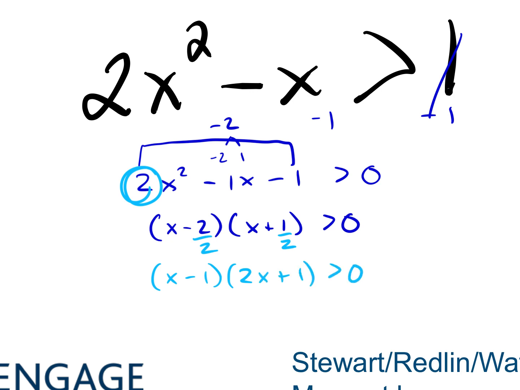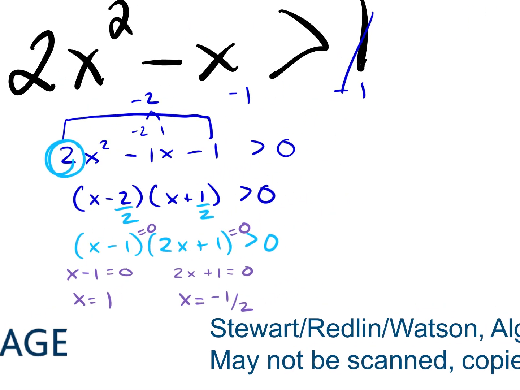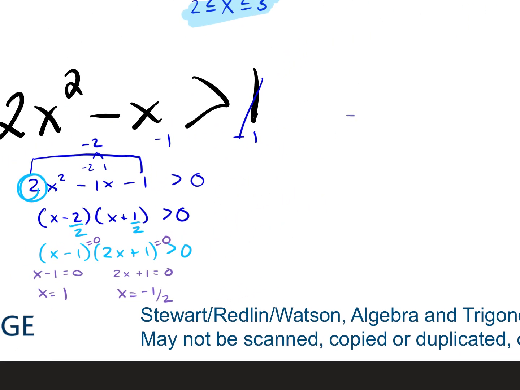Now we want to set them both equal to 0. We can kind of ignore our inequality for now because we're going to worry about that once we plug them into our number line. We can figure out what exactly our inequality needs to be. So we have x minus 1 is equal to 0 and 2x plus 1 is equal to 0. So x is equal to 1 and x is equal to negative 1/2. So let's put those on a number line. We have negative 1/2 and 1.